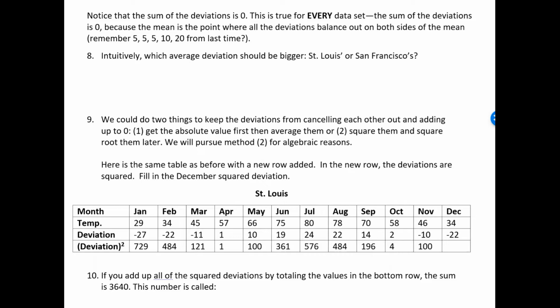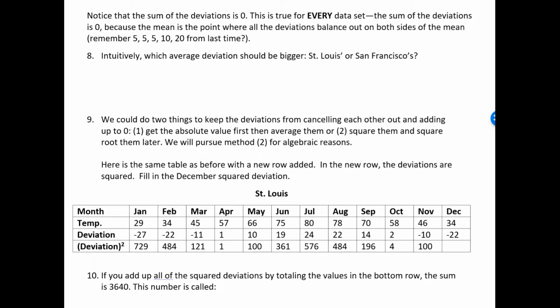So this is maybe a bit of a trick question. I don't like trick questions. I don't like to use that terminology, but hopefully you found that regardless of which city you chose, St. Louis or San Francisco, the average deviation is 0.